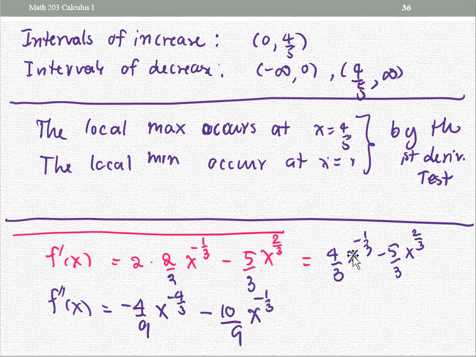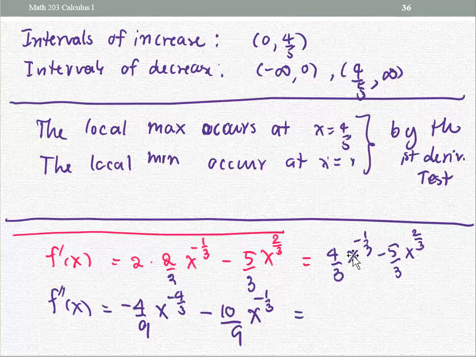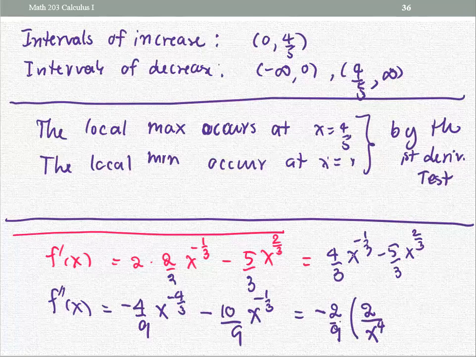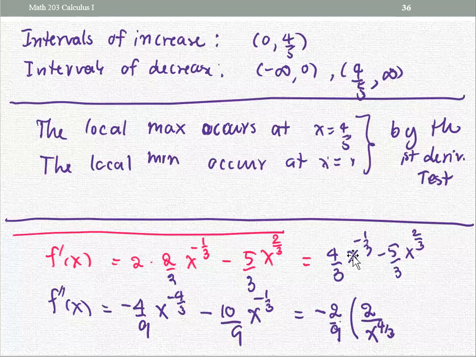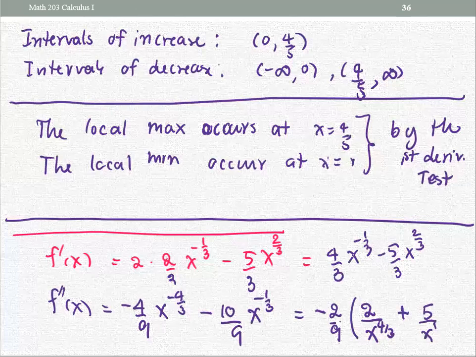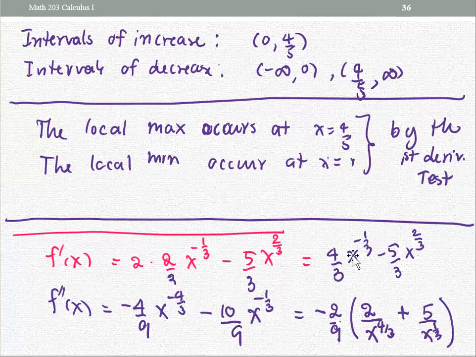And the next term, we get negative 10 over 9 times x to the negative 1 over 3. Okay, the common factor is negative 2 over 9. Just clean up. And in parentheses here, we have 2 over x to the 4 over 3. Change negative power to positive power. Plus, and factor the 2 out, so this can be 5 over x to the 1 over 3.